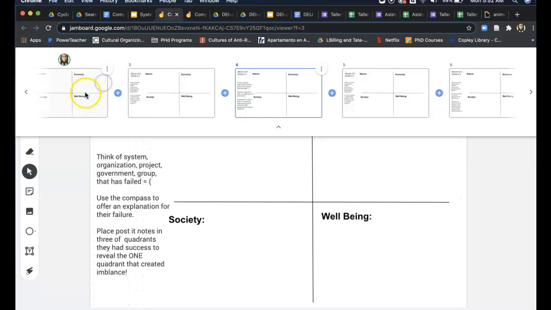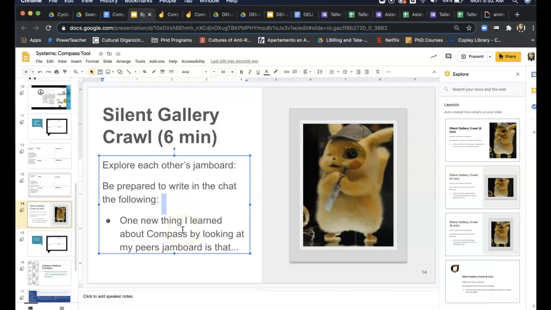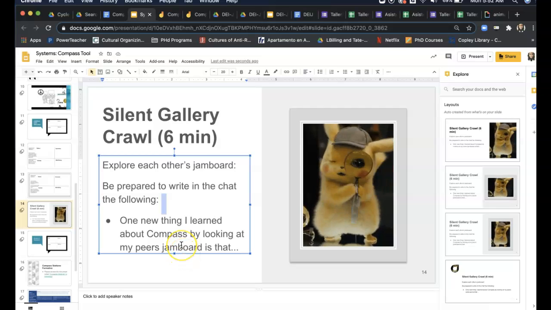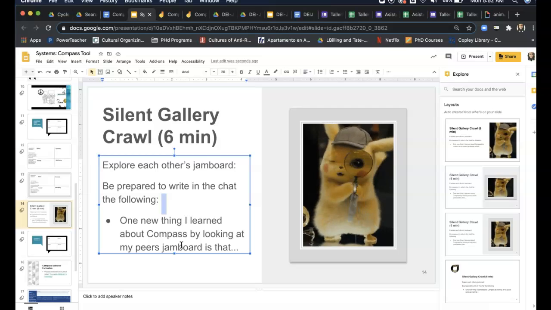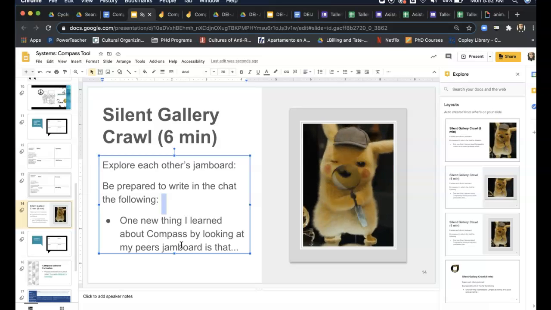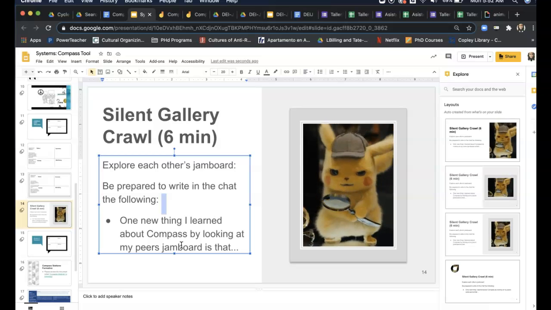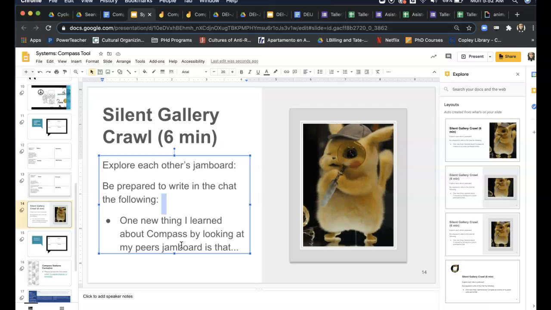And then from there, after they have 5 or 6 minutes, you'll say, be prepared to respond in the chat. After 6 minutes, I'm going to ask everyone to write in the chat, and this will be your exit ticket: One new thing I learned about Compass by looking at my peers' Jamboard is blank. So you might give them examples, things to look for. Maybe if you hadn't fully grasped what the society meant, by looking at somebody else's you're like, oh, I got it. I learned more about what society is by seeing this example. Or maybe one new thing you learned about Compass is I realized the importance of something. You'll give them some examples, but tell them you have 6 minutes to look at each other's Jamboards, and you're going to need to come back and be able to write in the chat a response to this statement.